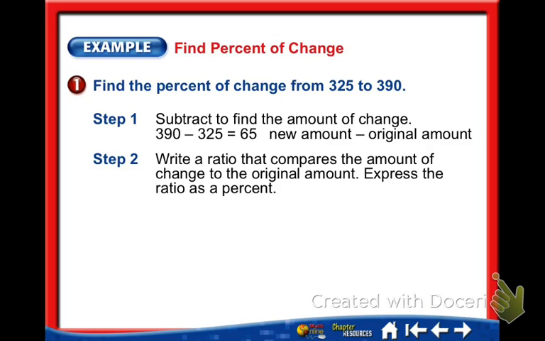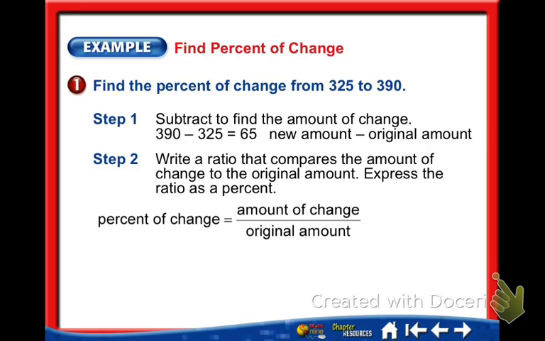We write a ratio that compares the amount of change to the original amount and express the ratio as a percent. So we'll use the formula, amount of change over the original amount. The amount of change we got from subtracting the new amount and the original amount. So 65 will be the amount of change. The original amount is what we started off from, 325. So 65 over 325.